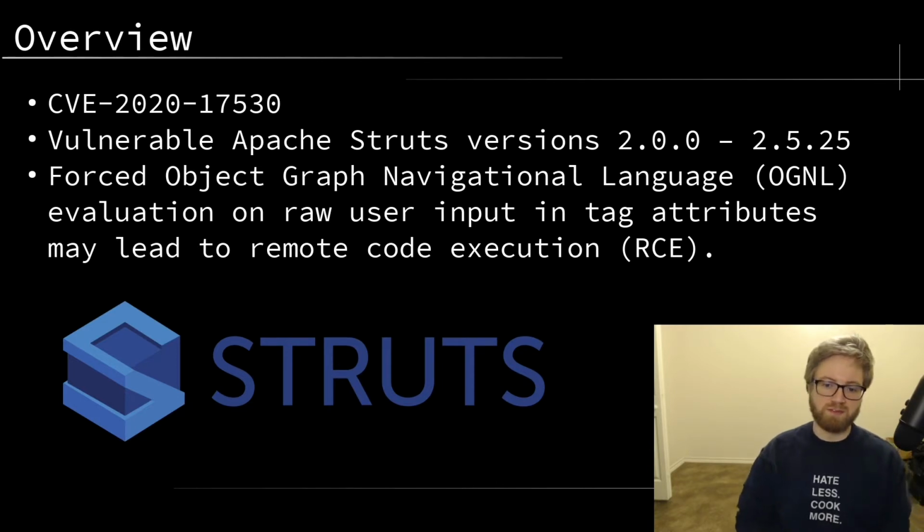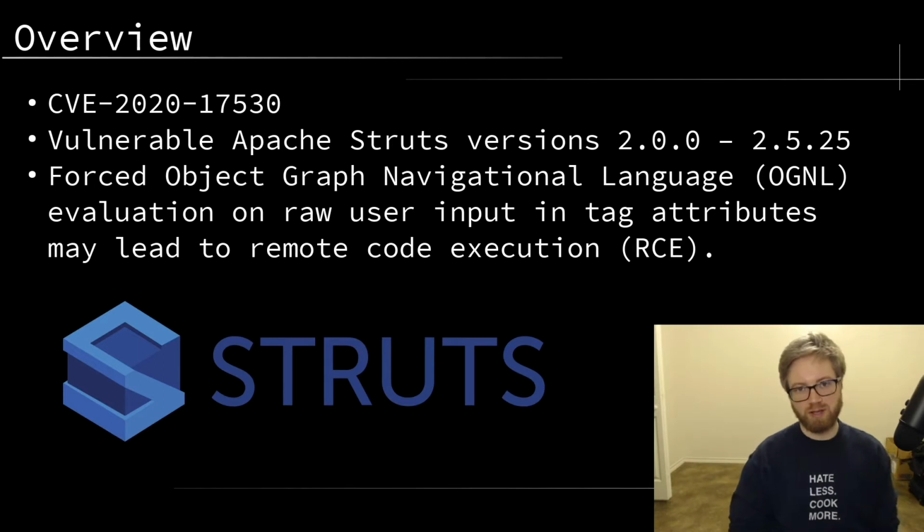And this is what makes it such a vulnerable target for a remote code execution vulnerability, because this is going to be a public-facing web application most of the time. This vulnerability affects Apache Struts version 2.0.0 to 2.5.25. The way that it works is the Apache Struts framework has this thing called the Object Graph Navigational Language, or the OGNL, somewhat of a mouthful. There is a forced OGNL evaluation on raw user input and tag attributes that leads to this remote code execution.